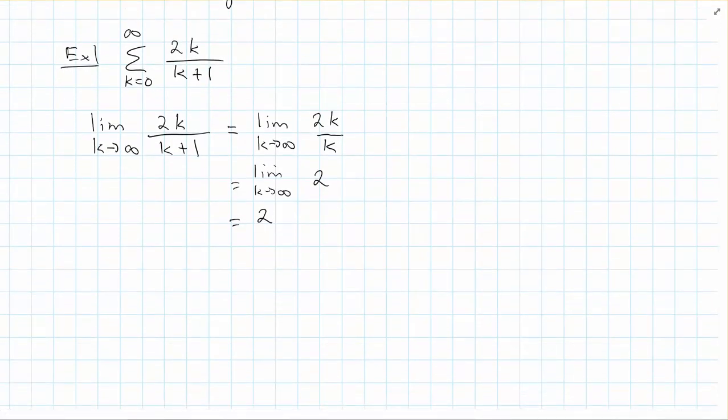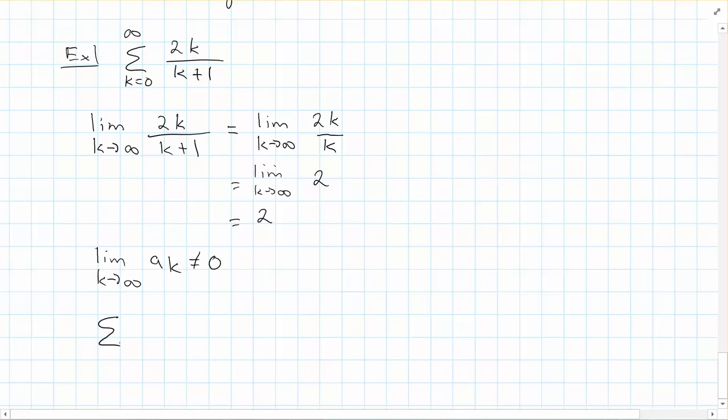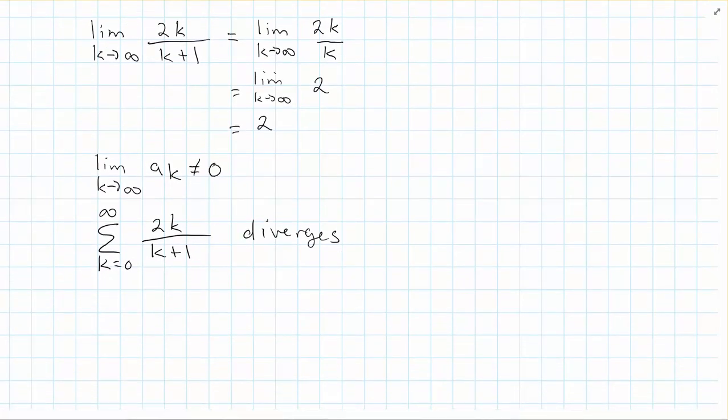Okay, well, the limit as k goes to infinity of a sub k does not equal 0, so we can conclude that the series diverges. And just to see what's going on here in a little more detail, let's look at some of these terms again. If we were to write this series out, we know it diverges because that limit doesn't go to 0. But let's look at some of the terms again.